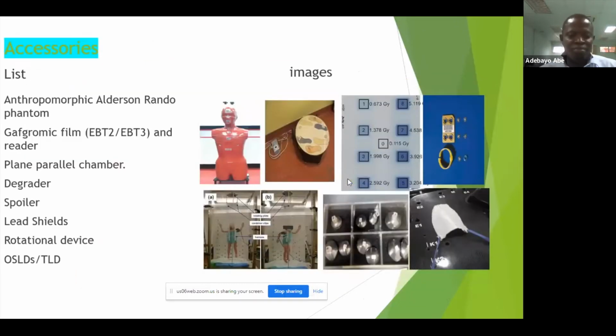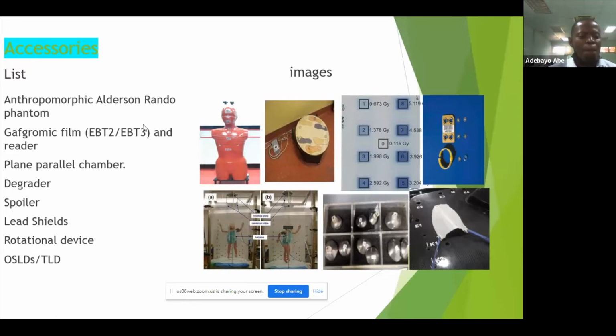Before a center can treat successfully a total body irradiation or total skin electron, there is a list of accessories you need to have, and you need to commission it, so that you get the precise dose on the skin, which I said we have. Anthropomorphic phantoms, you need to have a film as well, the parallel plate chambers, that you can see that I try to get the image.